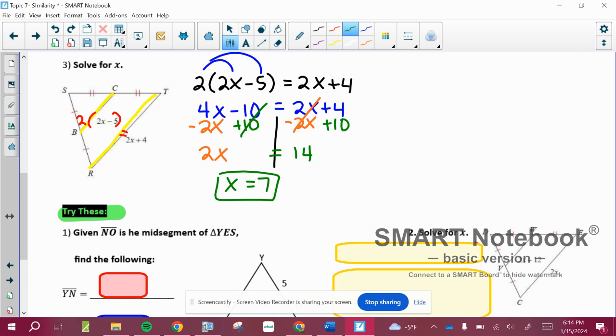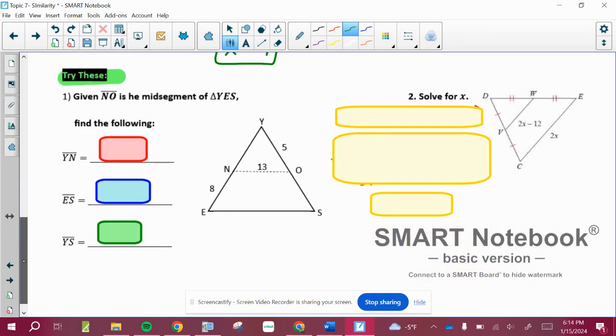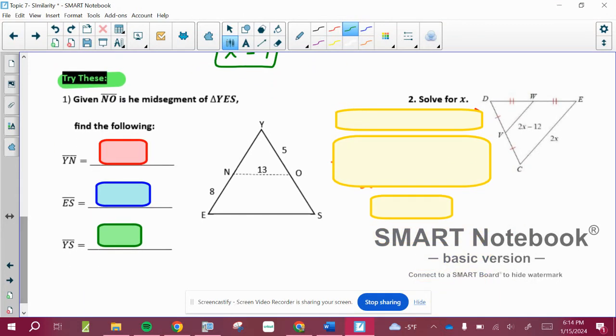Okay, so again, you can use the mid-segment theorem. You double the mid-segment. That has to be equal to the side it's parallel to. So I'm going to have you try these last 2 examples on your own. See if you can figure it out. So number 1 is just like the first example I did, where you're just filling in the blanks. So go ahead and try this one.